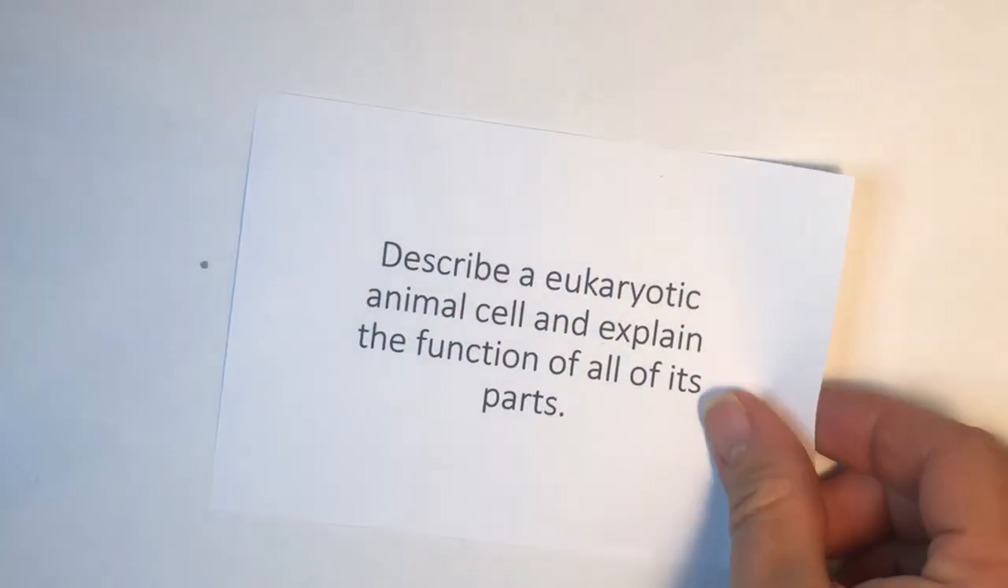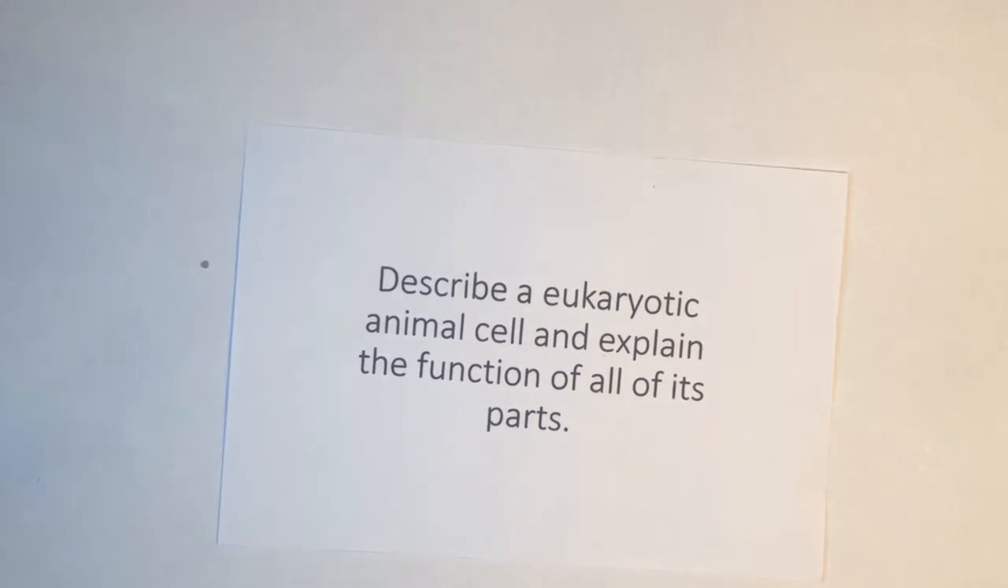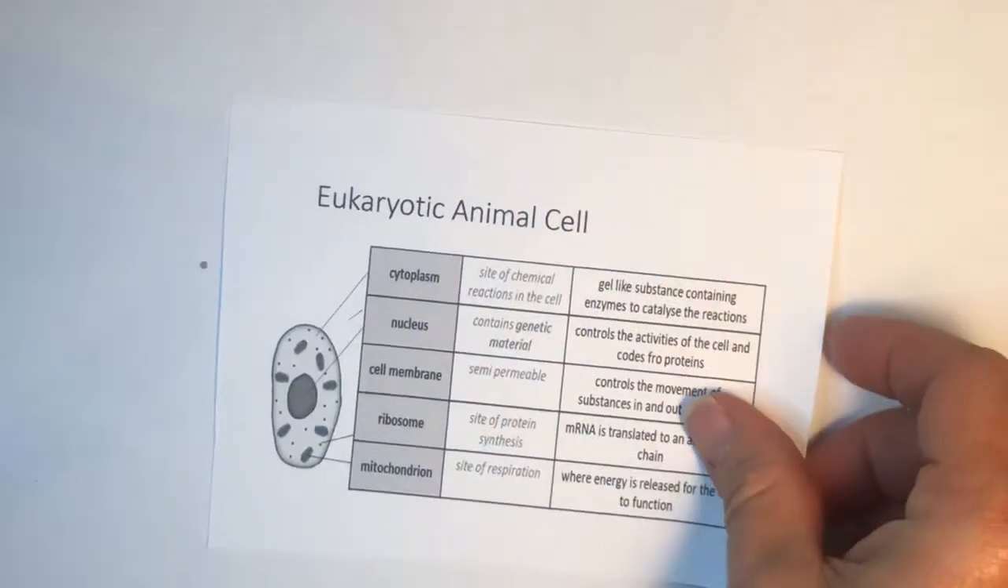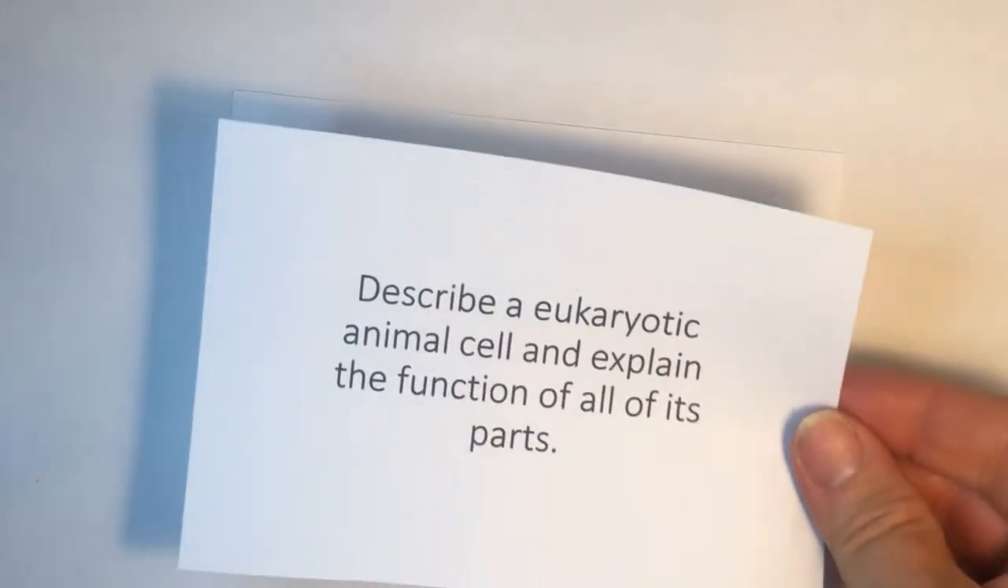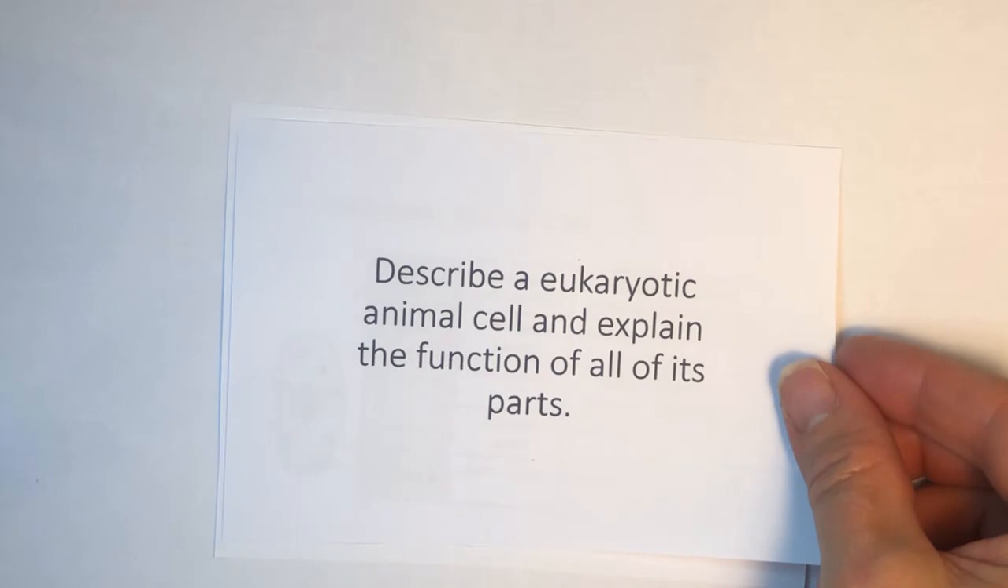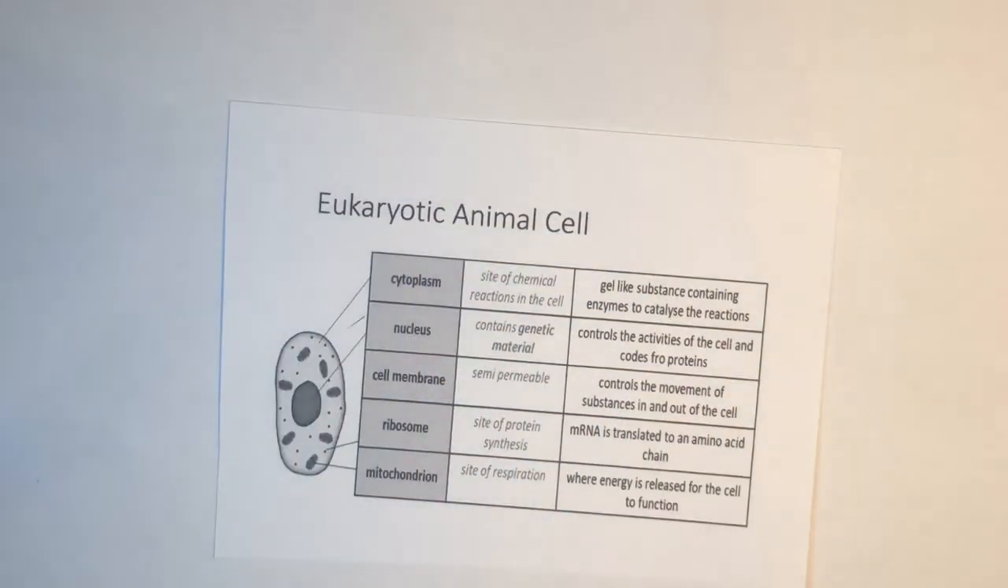So the first question is, describe a eukaryotic animal cell and explain the function of all of its parts. This is a flashcard that would be a very good idea to create, so that you have a reference point every single time you're trying to answer this question. This is what you need to be able to do.